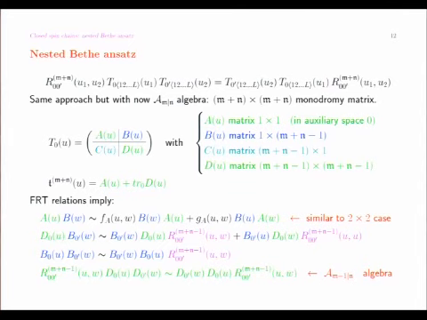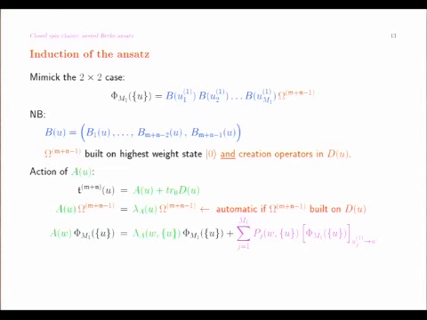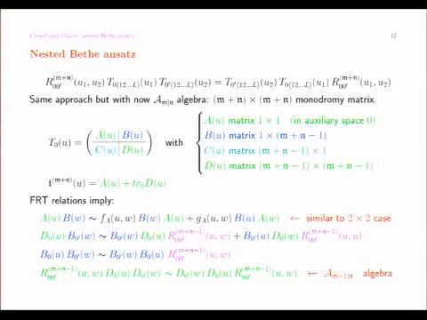Sorry, what's FRT again? It's RTT, it's the Frenkel-Reshetikhin-Takhtajan presentation. Bethe, yes. What did I say? Bethe, Faddeev, yeah, sorry. This is what I call also RTT.